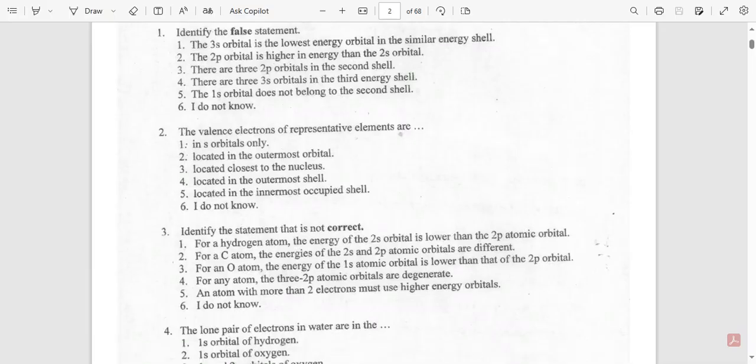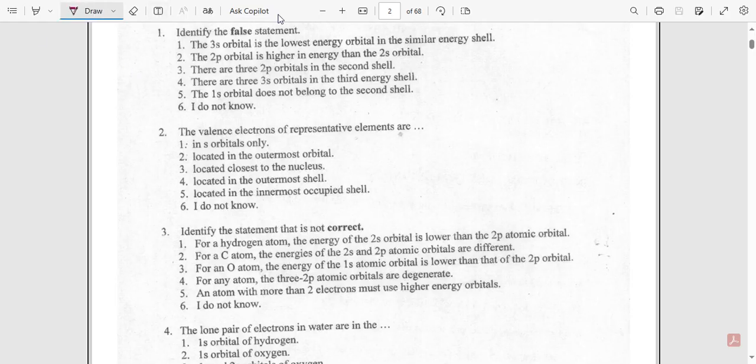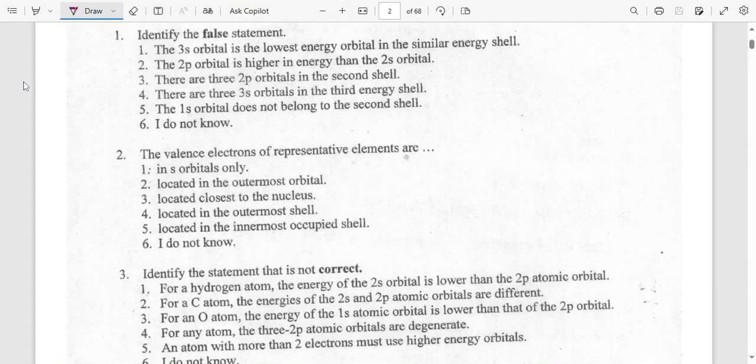Question number 1. Identify the false statement. For this question, we want to identify what is false. So let's look at the options. Option 1: the 3s orbital is the lowest energy orbital in the similar energy shell.